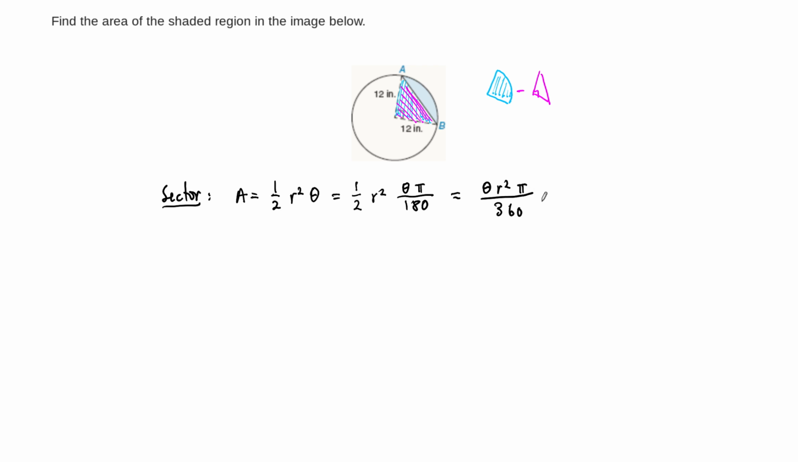We're going to leave the pi in here. I'm going to get an exact answer for this problem, so I'm not going to use a calculator. I'm going to work this out and get an exact answer.